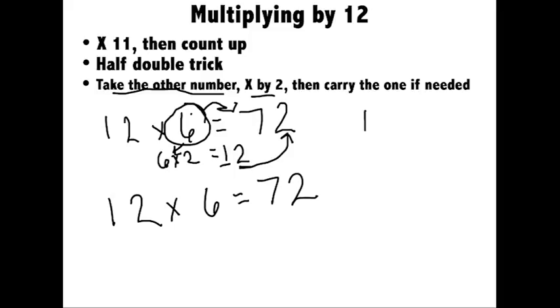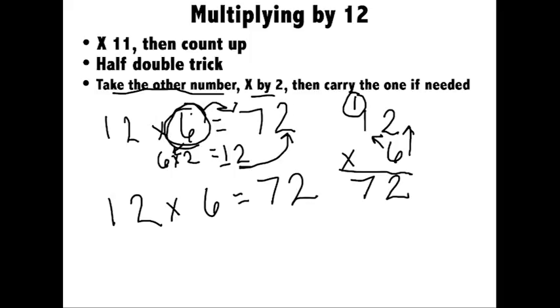In essence, what I'm doing is I'm taking 12 times 6. If I put them on top of each other like this, I'm saying 6 times 2 is 12. I'm carrying my 1 and saying 6 times 1 is 6 plus 1 is 7. I'm just showing you another way of being able to do that process horizontally. I'm taking this number times 2 to get my second digit and adding a 1 to this number, which gets me a 7.